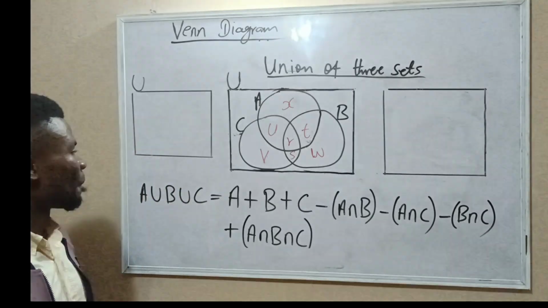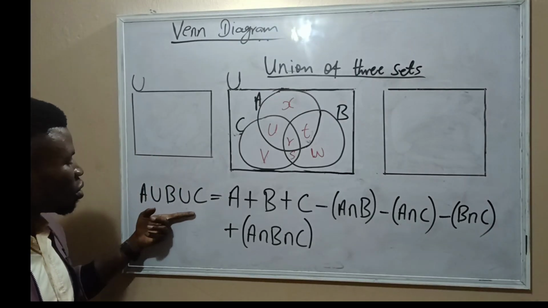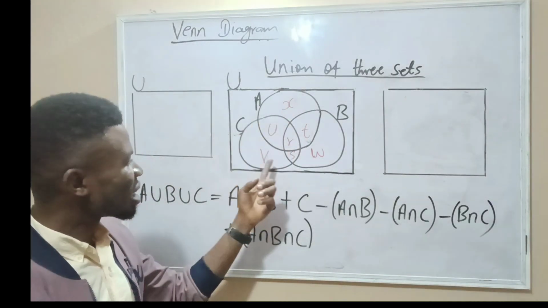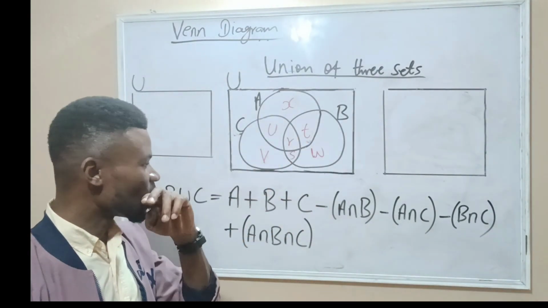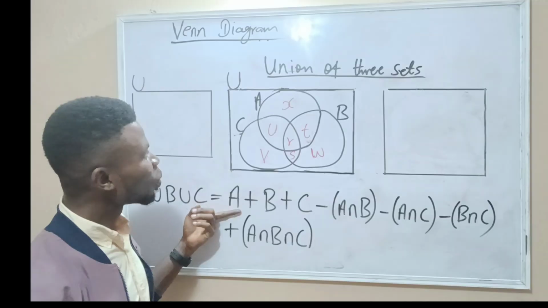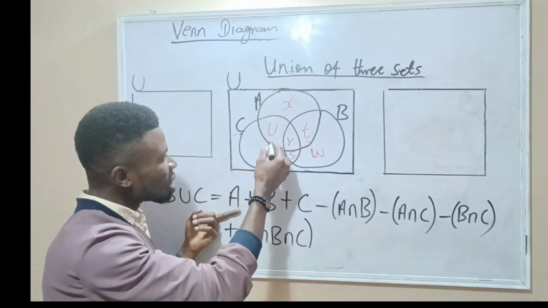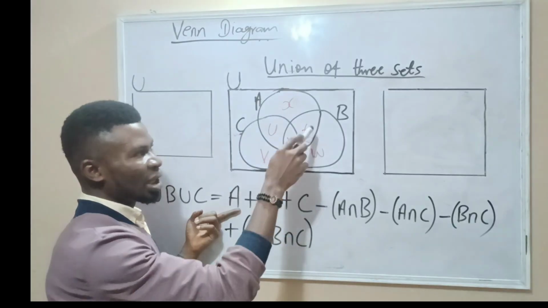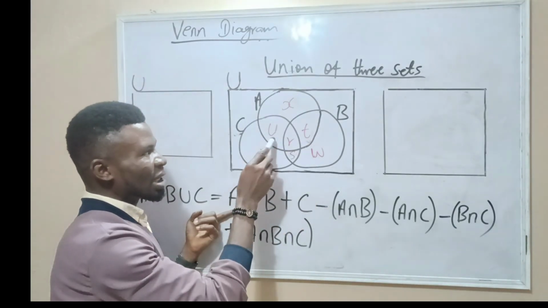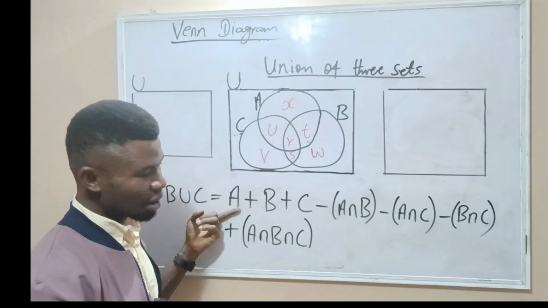Now let me explain. A union B union C. That means you want to combine all the elements in these three sets, but we want to make sure that there is no repetition. Now, when we say everything in A, and A is the whole of this, that means A covers both the intersection of the three, the intersection of A and B, and the intersection of A and C, right?